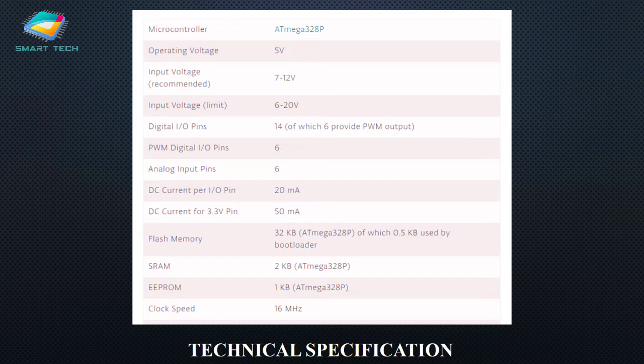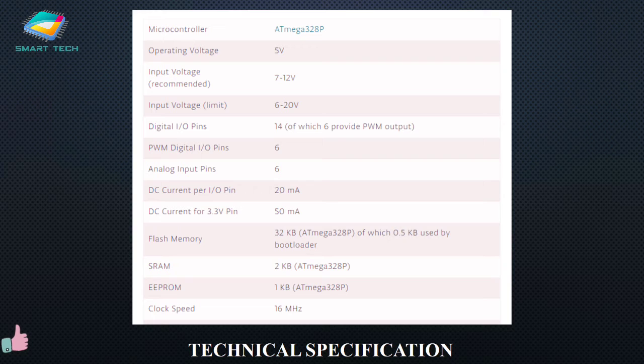Digital input output pins: we have 14 pins on this Arduino board, out of which 6 pins can be used as PWM, pulse width modulation. 6 more pins are there as analog input pins. Now the following parameters are most important, because when we are dealing with input output pins, we should know their voltage level and current level.